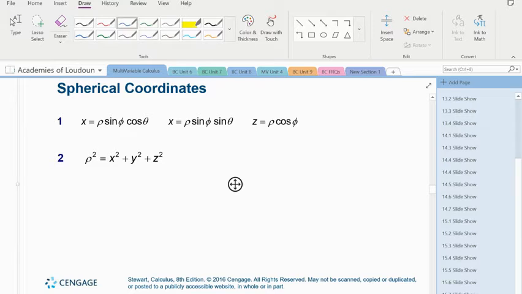We have that x is equal to rho sine phi cosine theta, y is rho sine phi sine theta, and z, as we already have, is rho cosine phi. The distance formula gives us that rho squared is x squared plus y squared plus z squared, and we can use this equation in converting from rectangular to spherical coordinates.